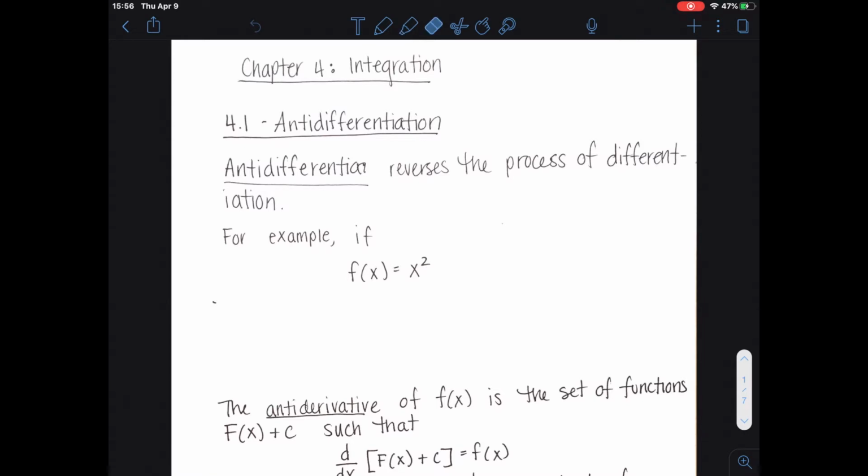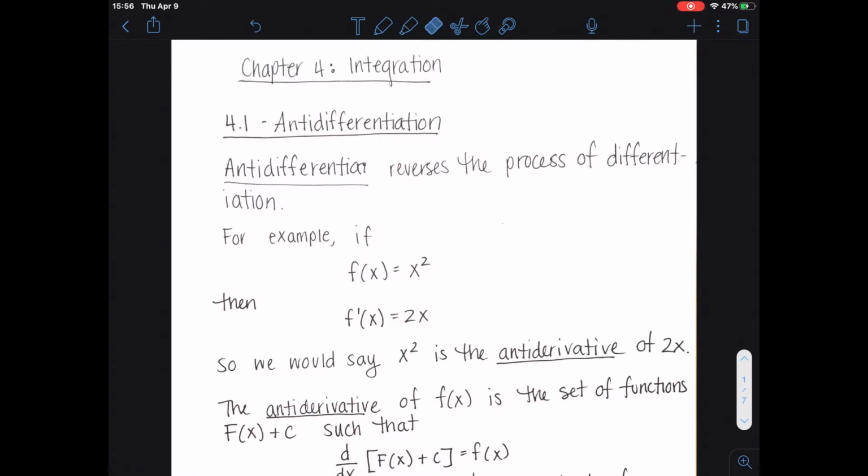So for example, if we have the function f of x equals x squared, we know how to take the derivative. It's just power rule, so it's 2x. So what we can say is x squared is the antiderivative of 2x, because if you start here and undo the process of differentiation, you get this original function x squared.